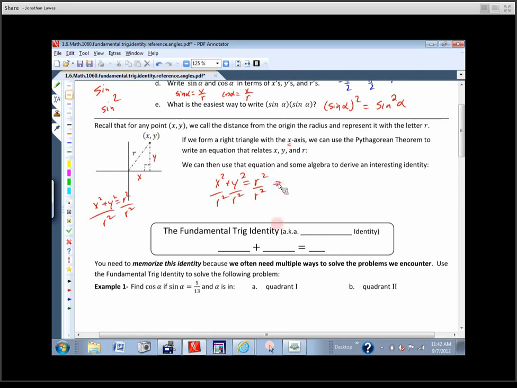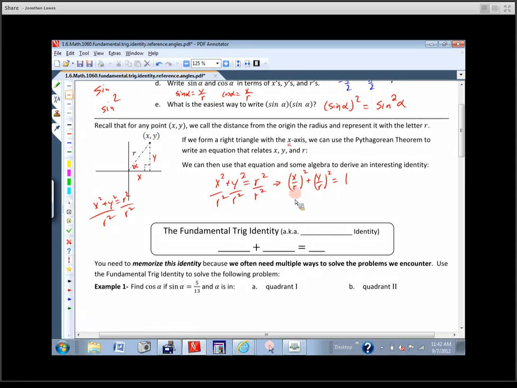Okay, I'm then going to take this and I'm going to write this as x over r quantity squared. And I'm going to write this as y over r quantity squared. And what am I going to do with this? Just make it equal to 1. Now, does any part of this look familiar? Yeah. This is cosine of the angle right here, and this is sine of the angle right here.